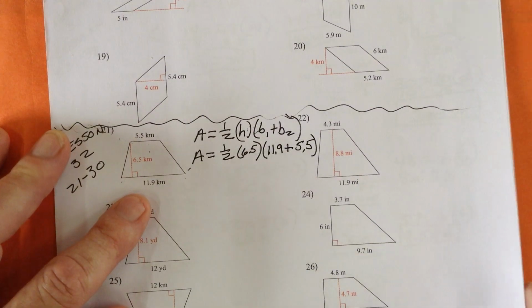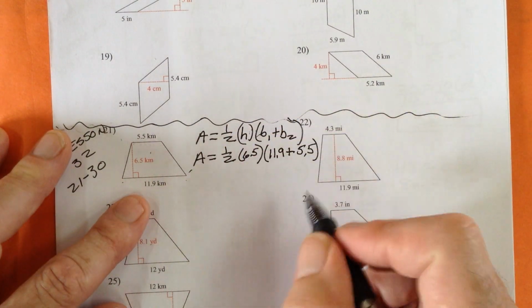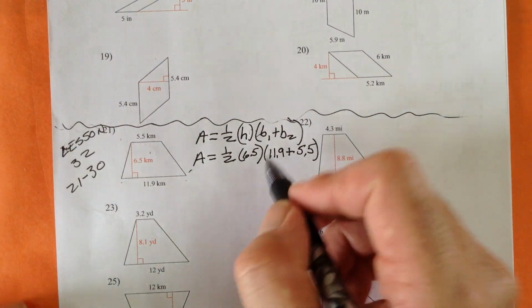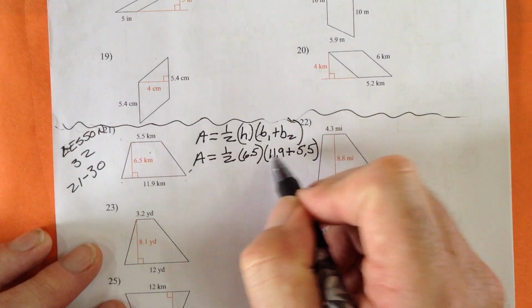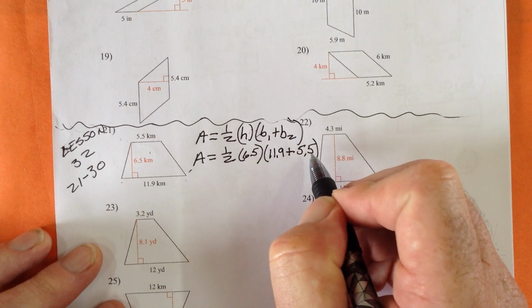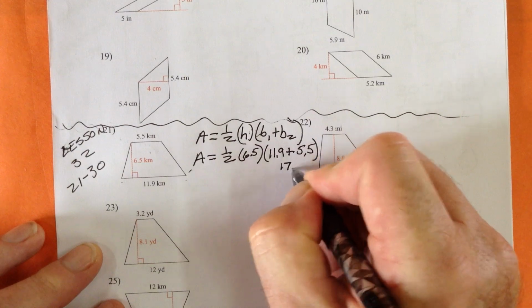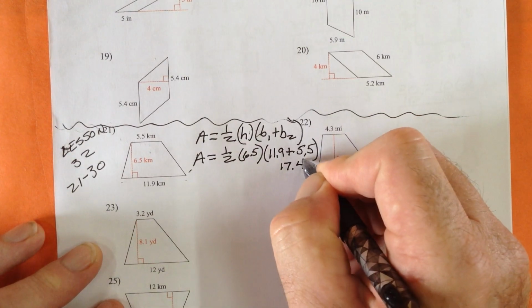Okay? So now I put the numbers in, and I just have to crank out the answer. The first thing, order of operations, is to do the parentheses, so I have to do the adding. 11.9 plus 5.5 is going to end up as 17.4. Okay?